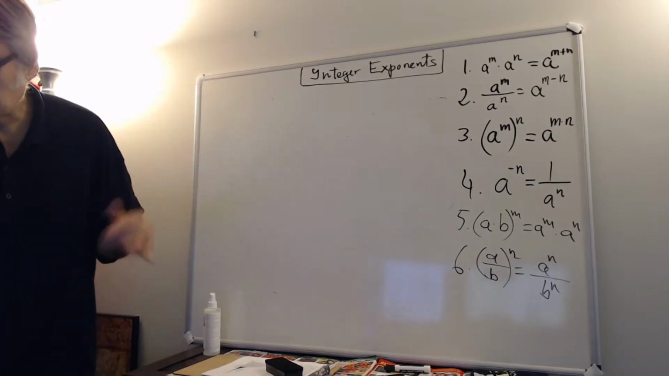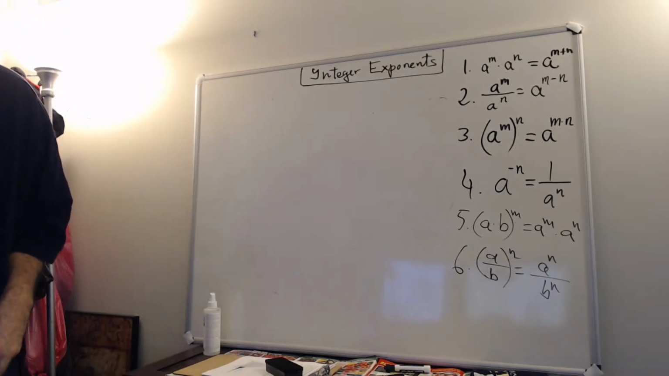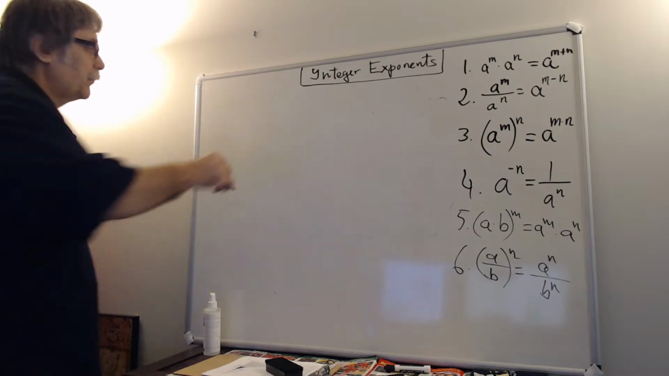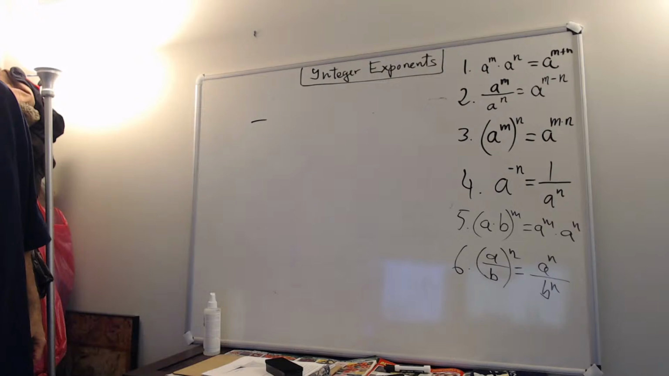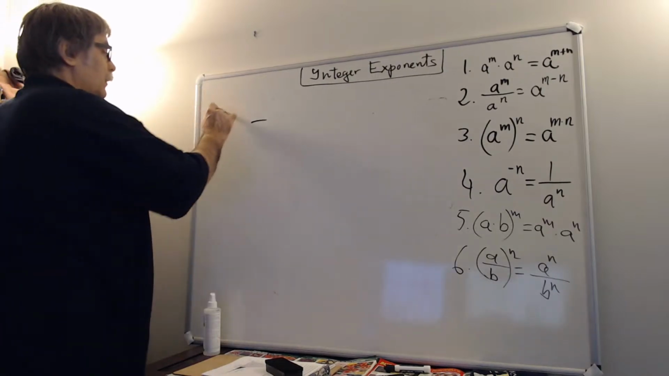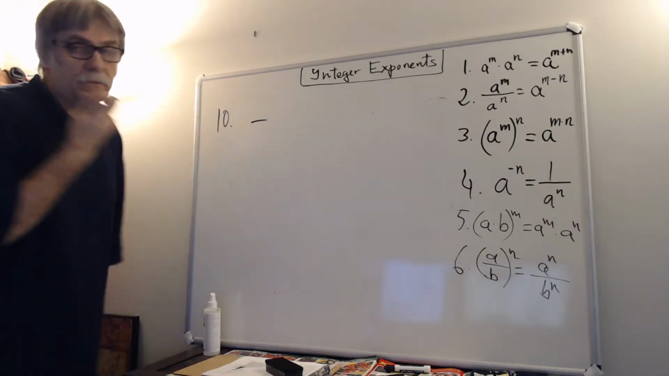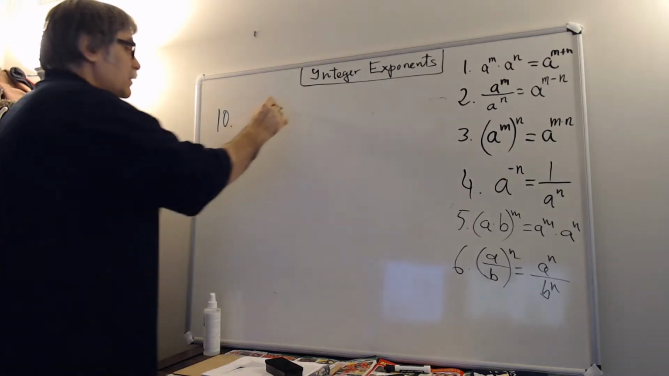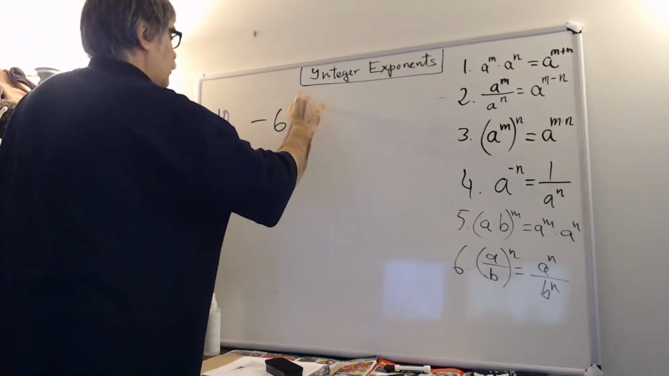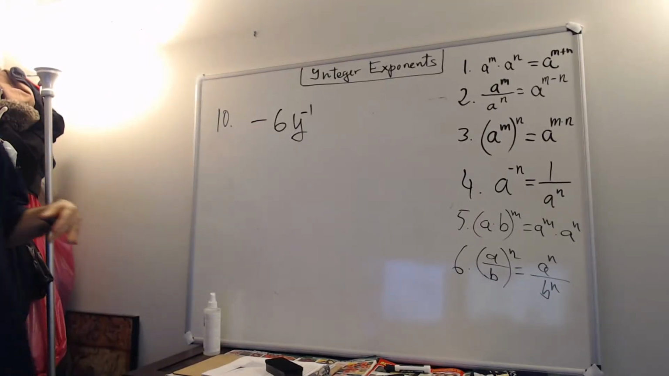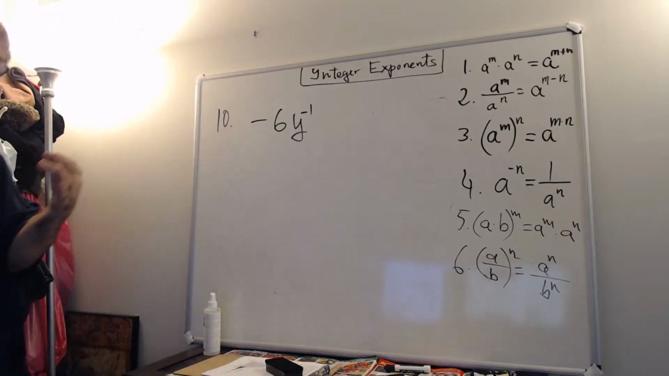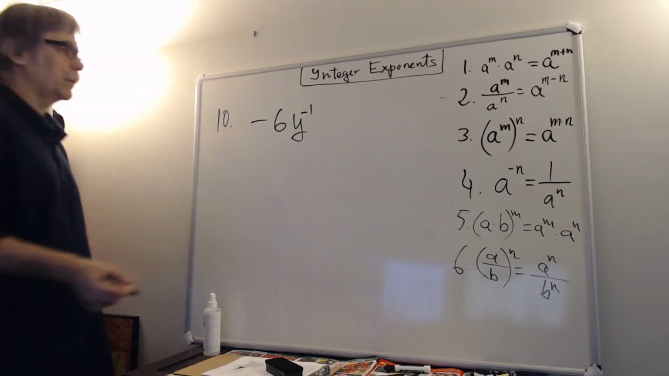So let me give you a couple more examples. You can see it in the lecture, some of this stuff I didn't write down. So I have the example number in lecture, example number 10. It says negative 6 y with the power of -1. It says write this without negative exponents or with non-negative exponents. What are you going to do here?